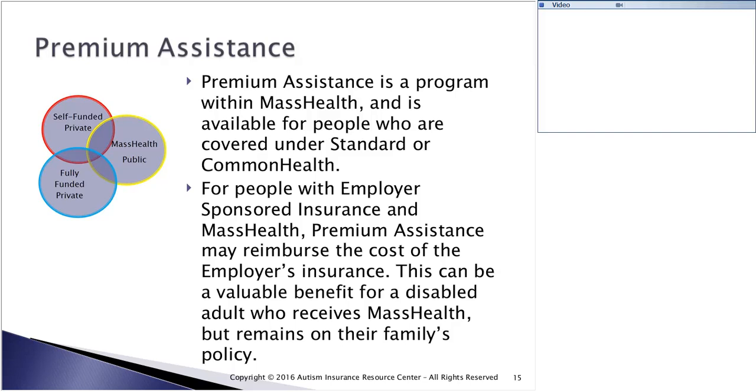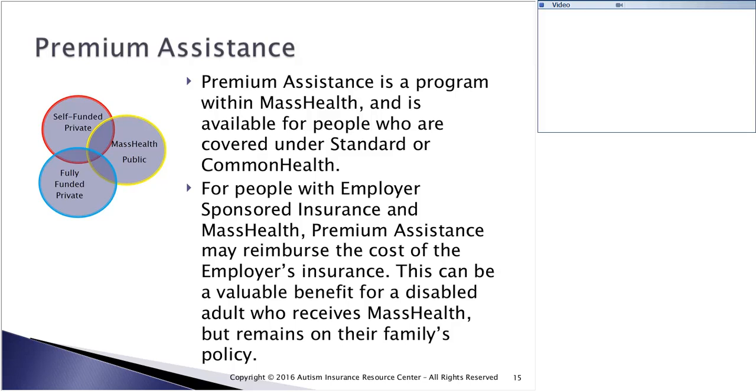So the rationale to MassHealth is that if someone is eligible for MassHealth but they have access to employer insurance, it is potentially cost-effective up to a certain amount for MassHealth to just reimburse you for the premium that you pay for that insurance, as opposed to having to cover all the costs of that health care themselves.